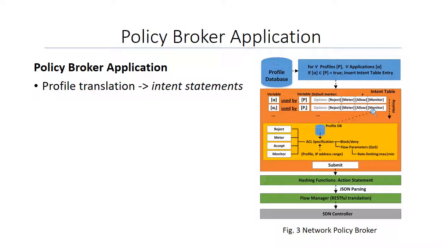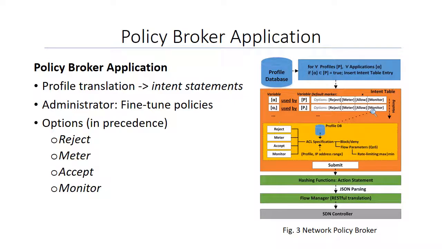So moving on to the profiling policy broker application, the architecture is given in figure number 3. The policy broker translates the derived traffic classes or traffic profiles into a consolidated set of existing network intent statements, which are represented in a tabular format as shown at the top of figure number 3.